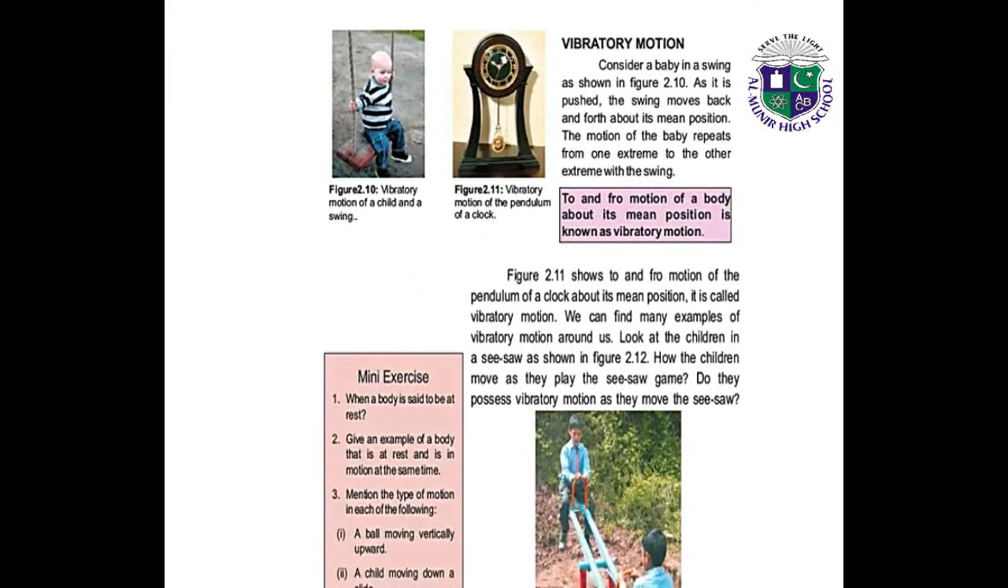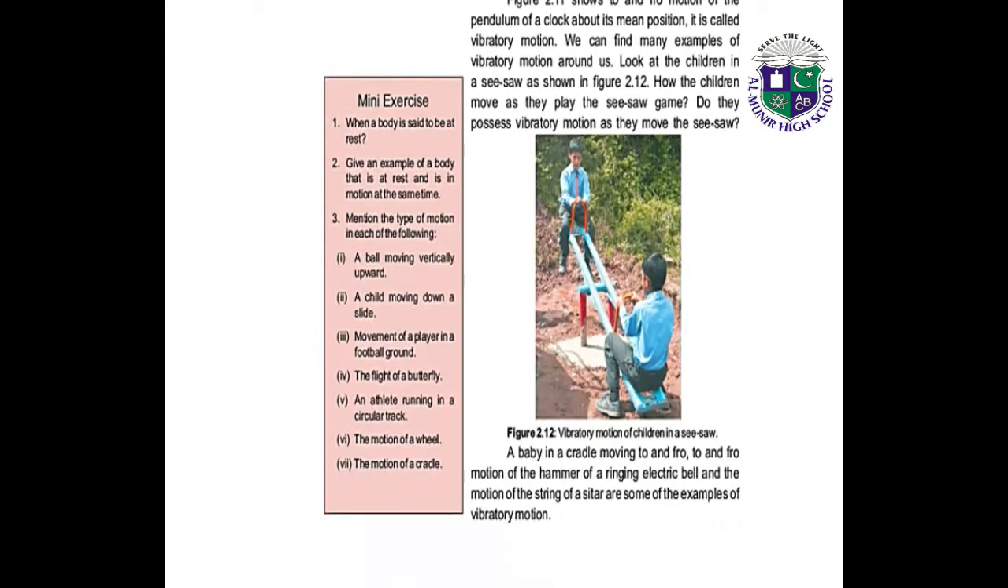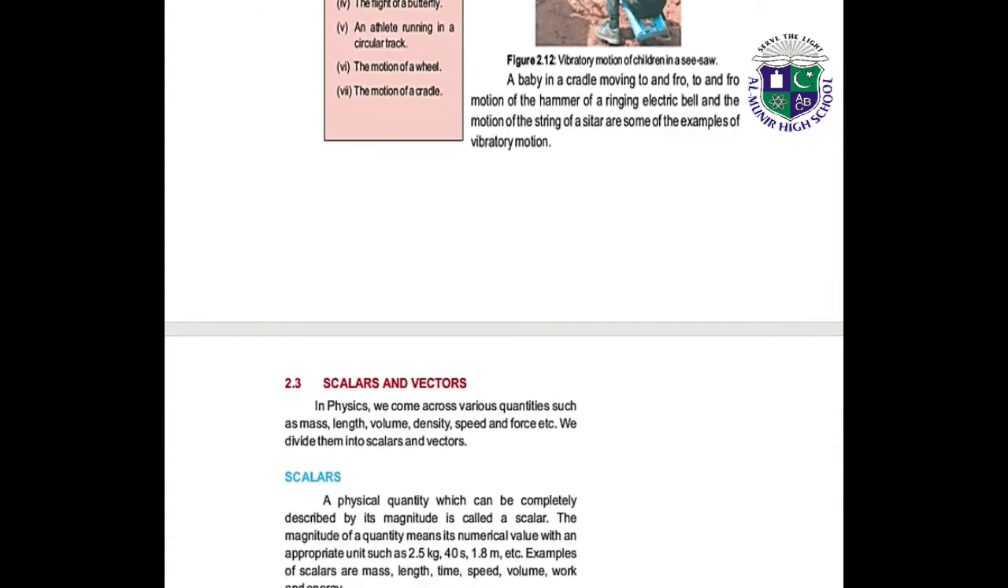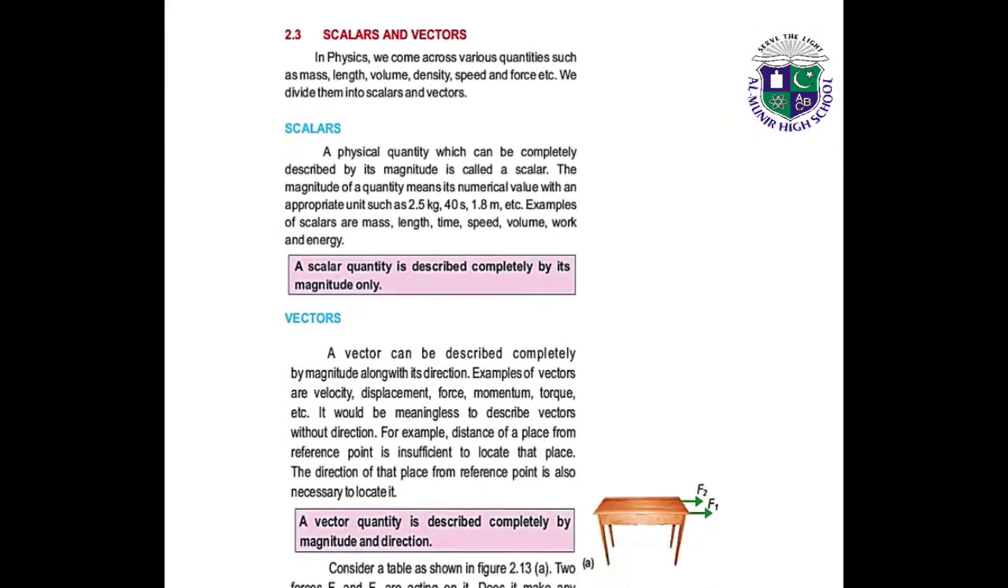Last one is the vibratory motion. To and fro motion of a body about its mean position is known as vibratory motion. For example, the pendulum of a clock, vibratory motion of a child on a swing. So all these are the examples of vibratory motion. Also, a baby in a cradle, the to and fro motion of the hammer of a ringing electric bell and the motion of the string of a sitar, which is a musical instrument, are examples of vibratory motion.